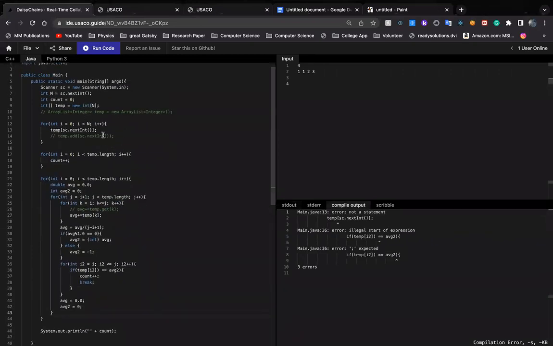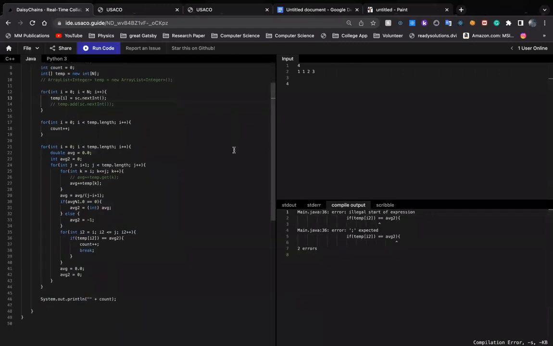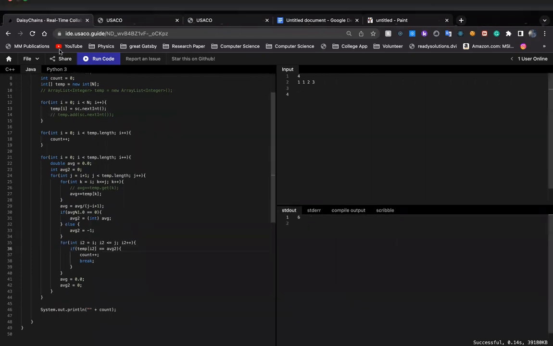Oh, you can't do that. I don't really know how to do this now. I haven't used arrays in a really long time. Oh, that's stupid. Oh yeah, it's like this. Okay. Line 36. Oh, yeah, we can't have that. Yeah, so we get 6 again, right?